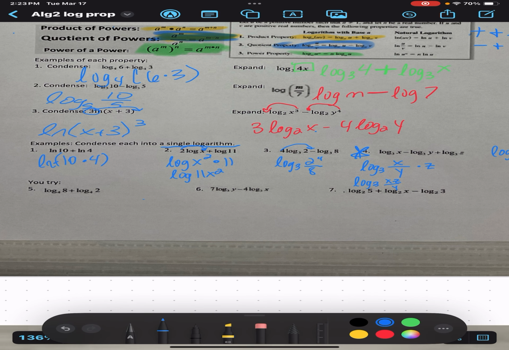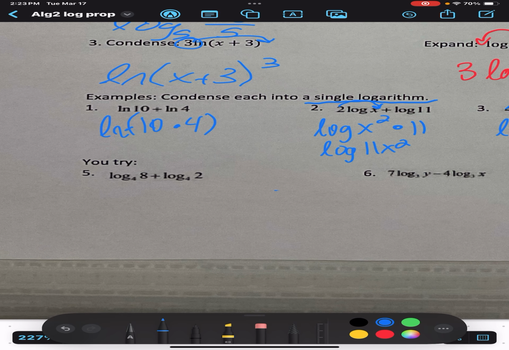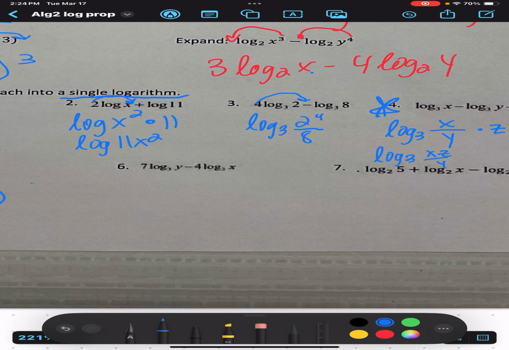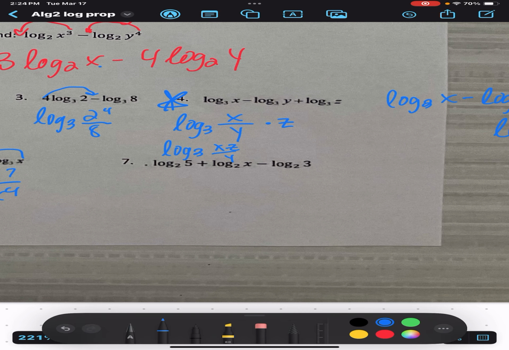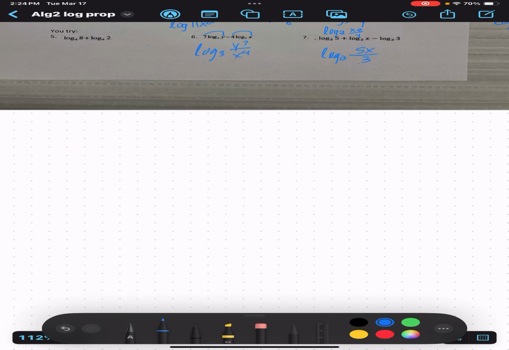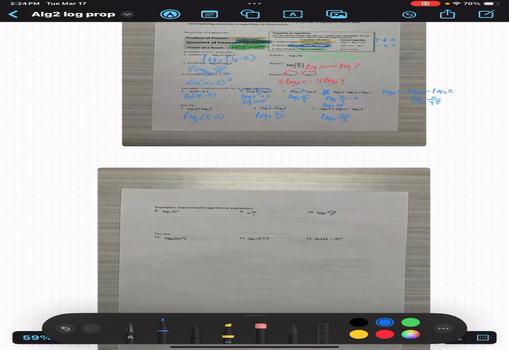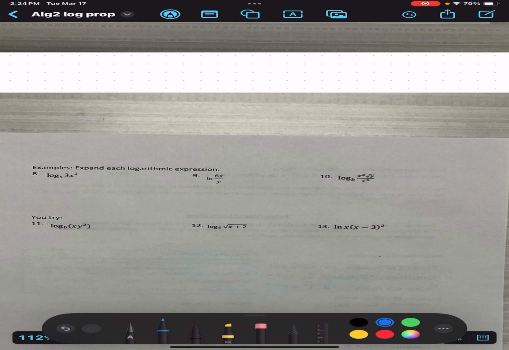All right, here's the you try. Again, if you haven't paused it yet, I would pause it here so you see if you can get these answers. This should be log base 4 of 8 times 2. I'm just going to go quickly because I want you to make sure you've hopefully tried this on your own. Y to the 7, x to the 4. And this one, log base 2 of 5x over 3. Hey, where's the next page? Oh, there she is. All right.